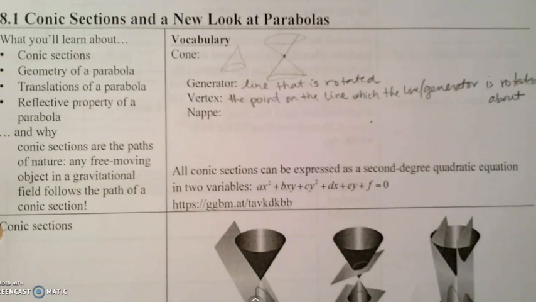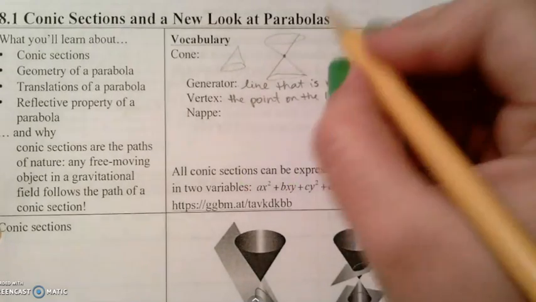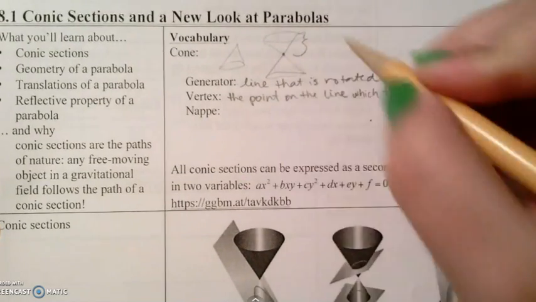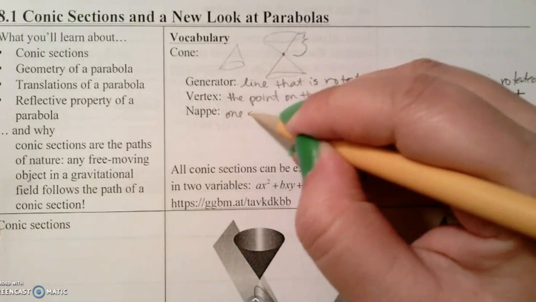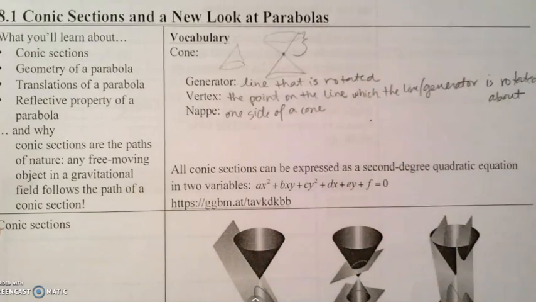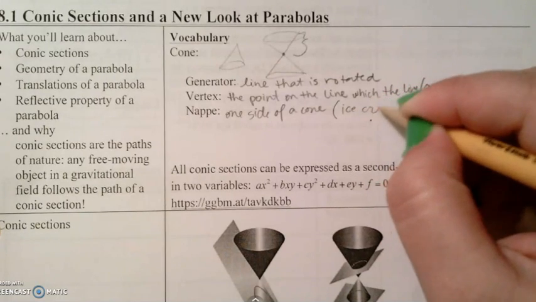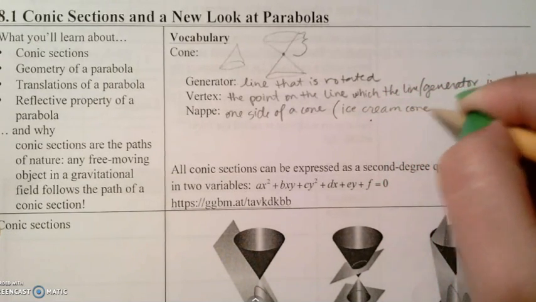And then the nappe, let me see if I can get the camera to focus here. There you go. The nappe is just one side of a cone. So either above or below the vertex. And this is what we usually think of as an ice cream cone. It is one nappe of a cone.